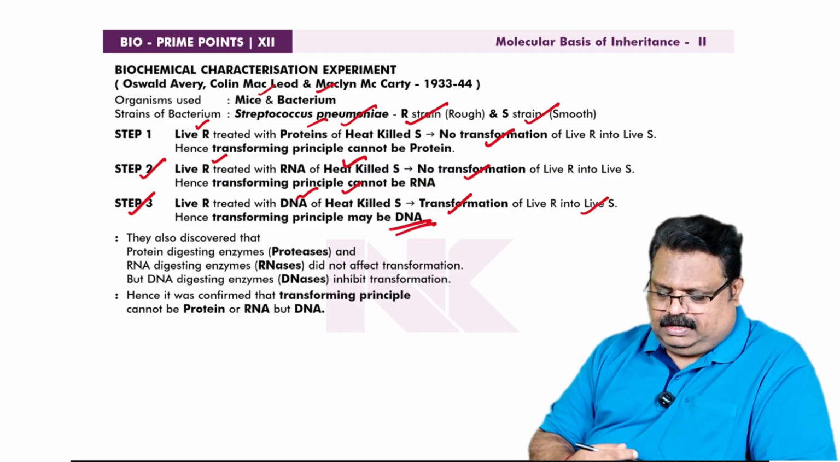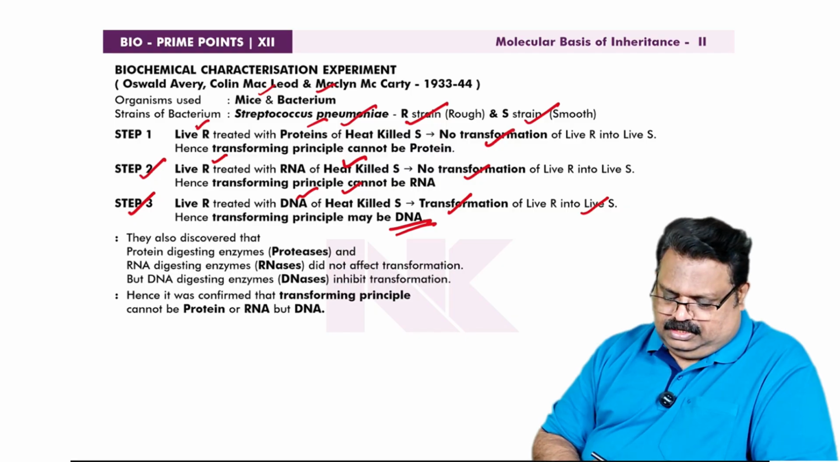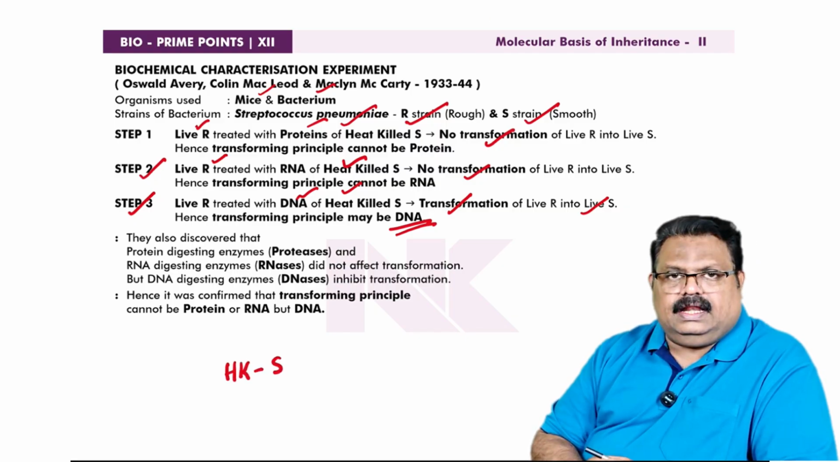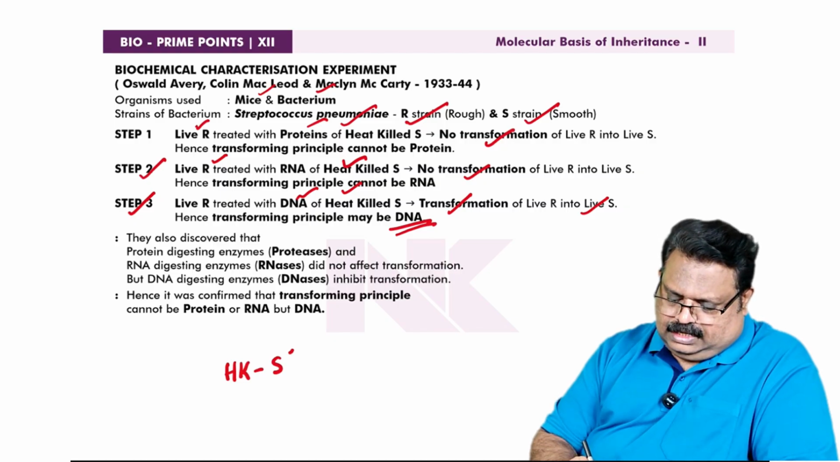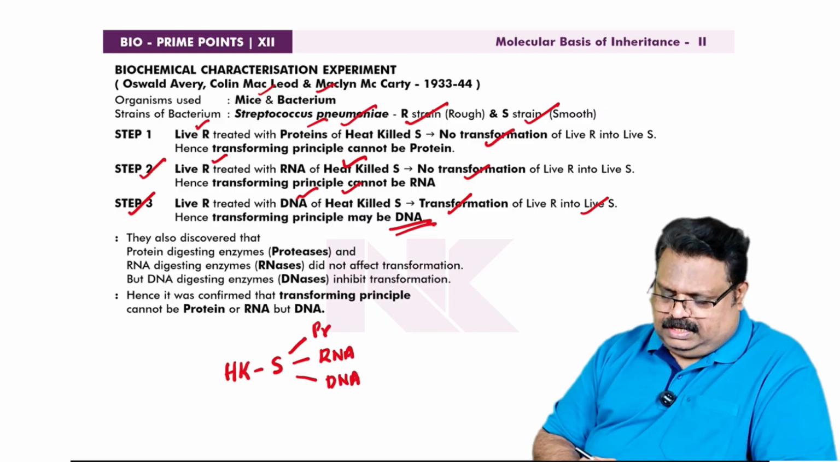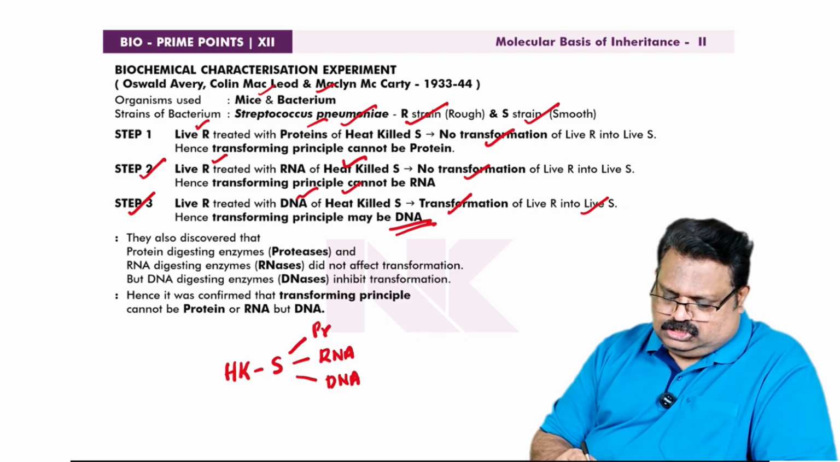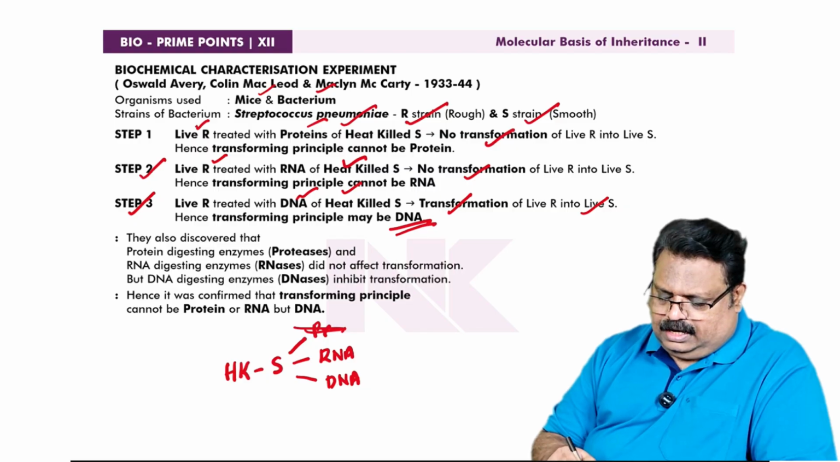Okay, the same experiment was conducted in another manner. So heat-killed S strain, containing the transforming principle, contains protein molecules, RNA molecules, and DNA molecules. In the first step, they isolated these three chemicals and injected each one. In the second step, they used protein digesting enzymes. When they use protein digesting enzymes, the proteins are removed, and RNA and DNA will be there.